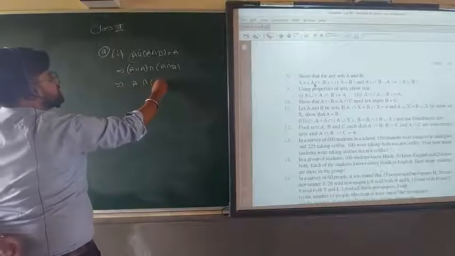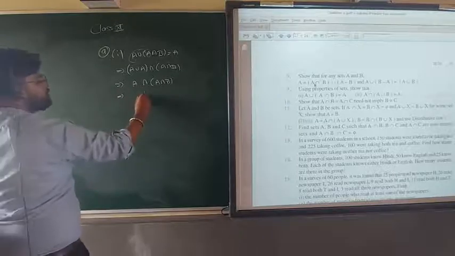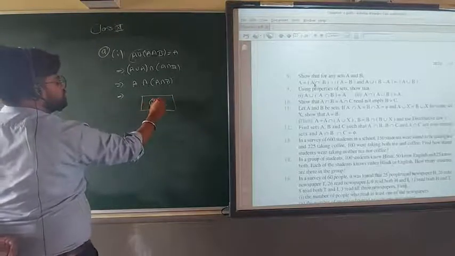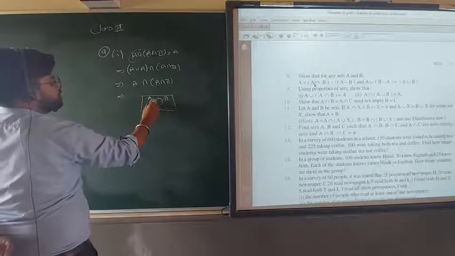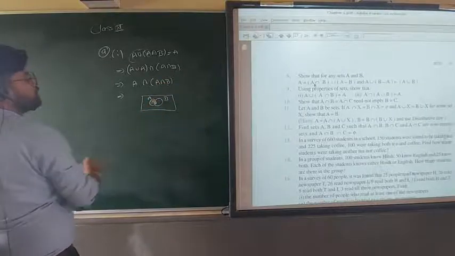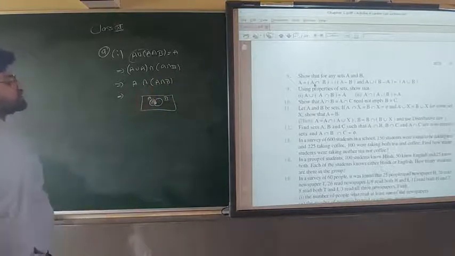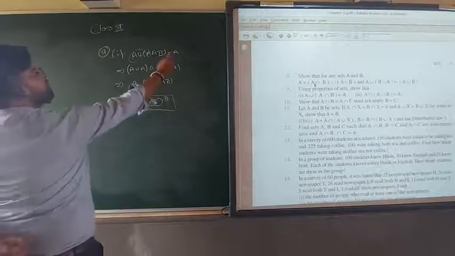A intersection (A intersection B). Now by the Venn diagram you can show this one. This will be A, this will be B. This is the A part, and A intersection B is this common part. What is the intersection of both these things? It means A only. This A set will be formed only, and this we have to prove.